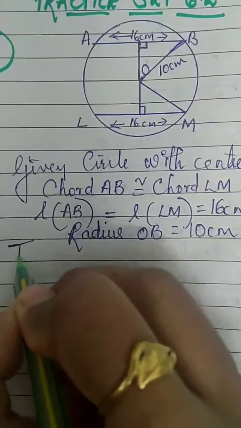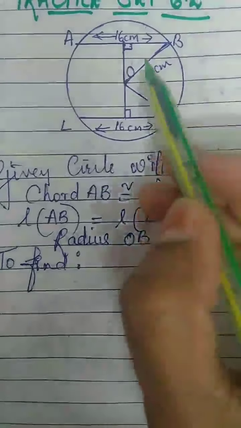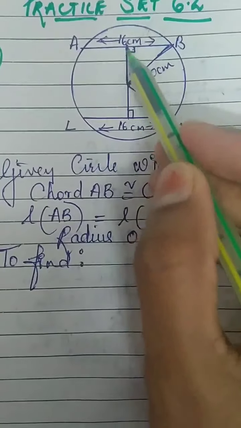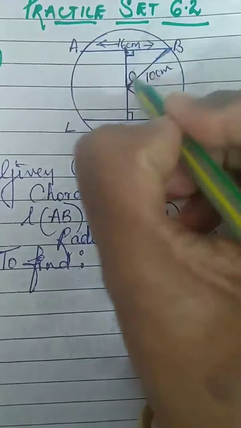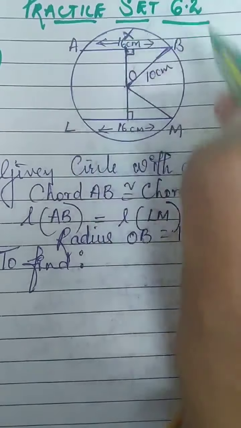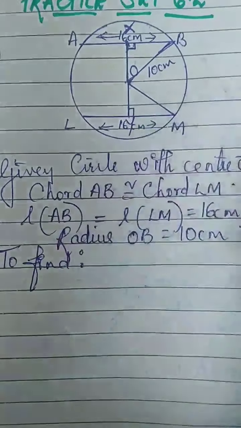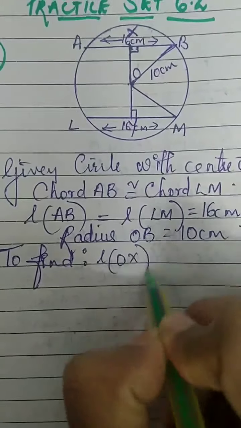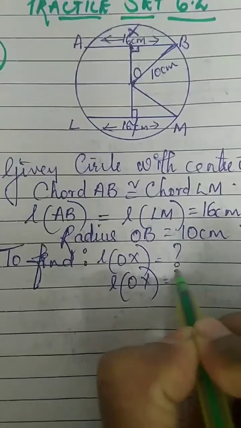Now we will write to find. What is to be found? The distance of both the chords from the center. Okay. Distance of the chord from the center means we want to find this distance. We will name it as from O, my favorite, I'll name it as OX. And from O to here, I'll name it as OY. Okay. So we want to find length of OX equal to how much? Length of OY equal to how much?